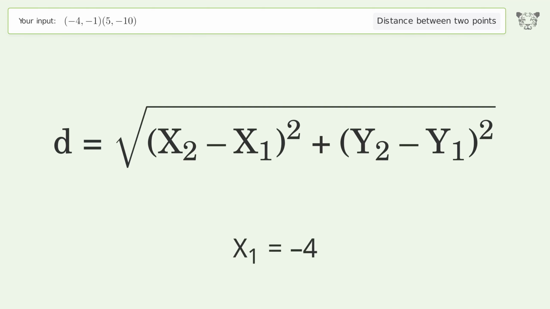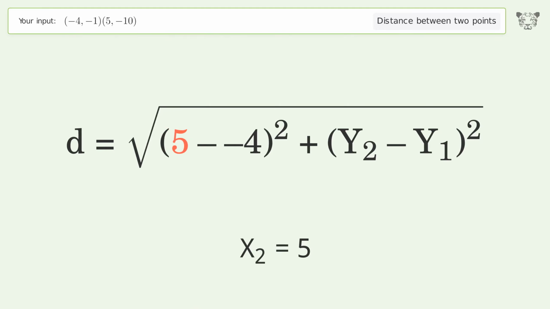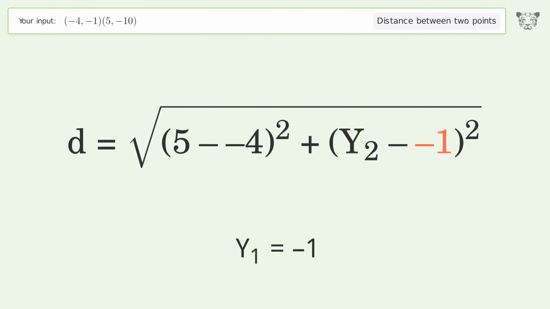x1 equals -4. x2 equals 5. y1 equals -1. y2 equals -10.